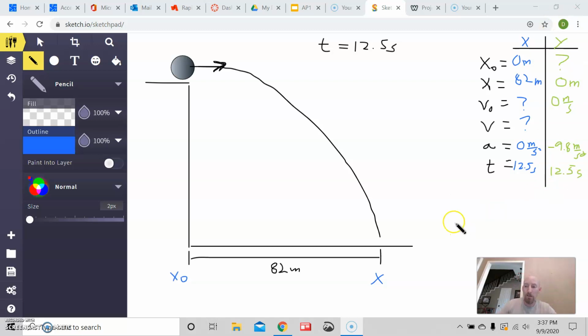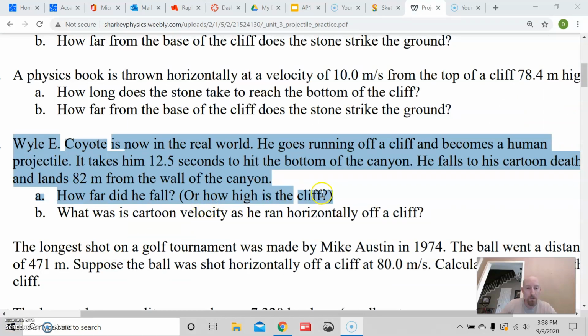My y values, time is 12.5 seconds. My a is negative 9.8 because Earth is going to be pulling it down, force due to gravity. My initial speed in the y is 0 because as soon as Wiley clears the cliff, gravity is pulling on him the whole time. He will start to accelerate down towards the center of the Earth. There you go. How far did he fall? Or conversely, how high is the cliff? So what is that? Is that an x thing or a y thing? Right?